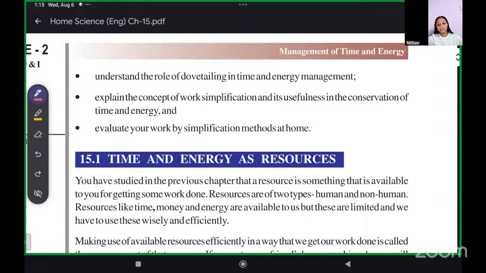We'll see the concept of work simplification and its usefulness in the conservation of time and energy. What is work simplification? What is its importance? Then we'll see how we'll evaluate our work by simplification methods at home.